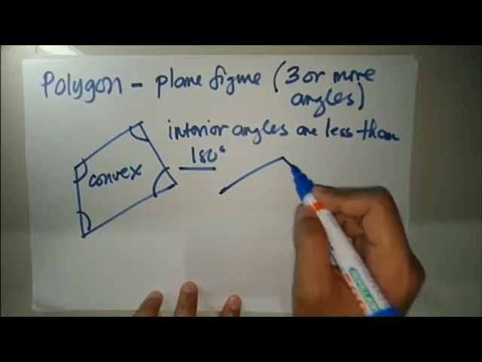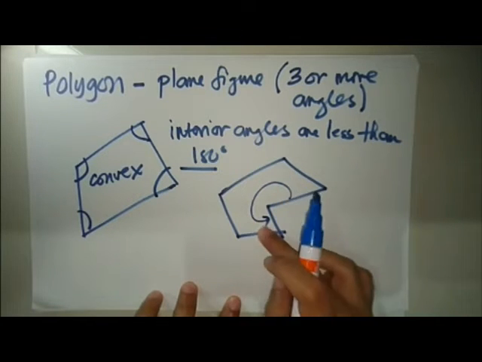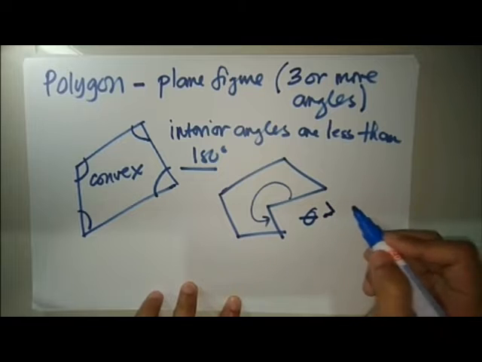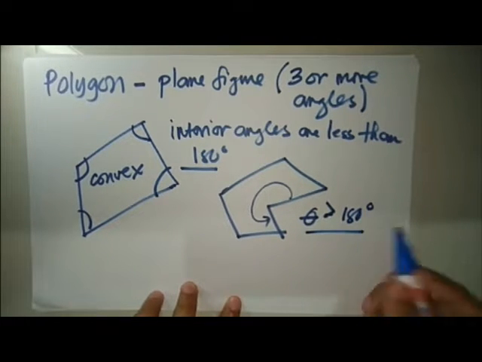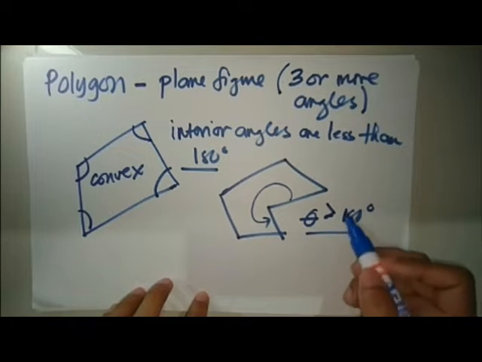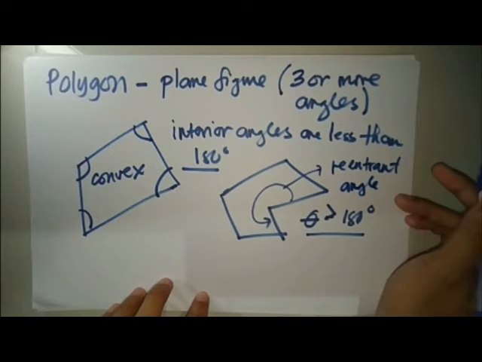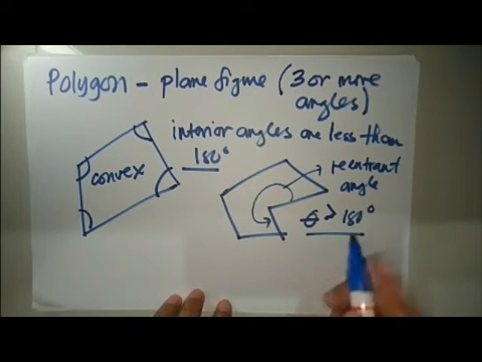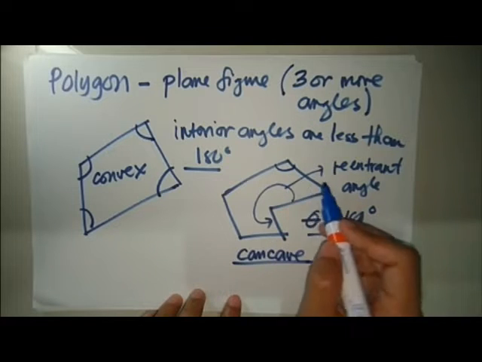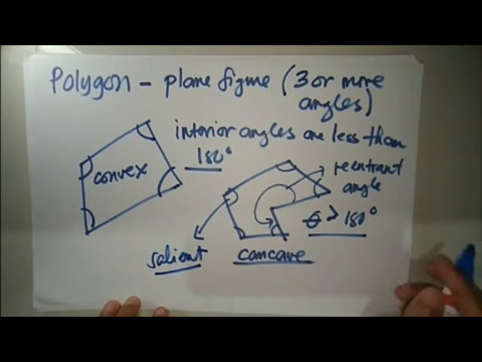When you say concave, say for example you have this figure. This is a polygon. This angle is very evident, it is greater than 90. You have an interior angle which is greater than 180 degrees. This angle, the one greater than 180, is what we call the reentrant angle. The other angles of a concave polygon, the remaining angles, are called salient angles.